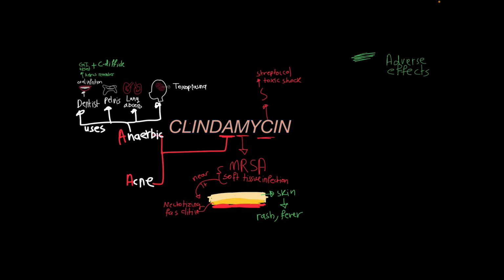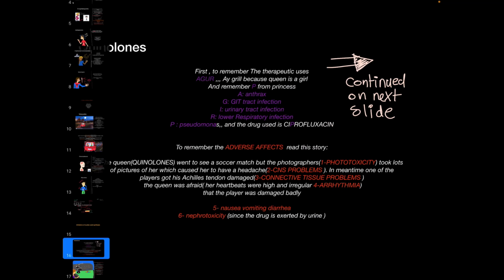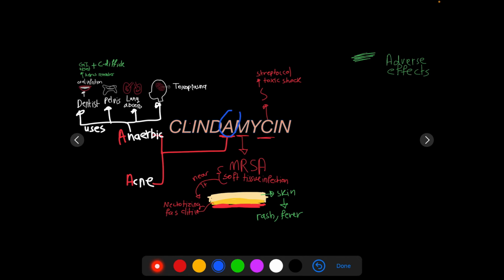So first, the therapeutic uses of clindamycin are mentioned in red, and we are going to say them letter by letter. Okay, so for the letter A, A is going to tell us about the anaerobic bacteria and acne bacteria that clindamycin is used against. For the anaerobic bacteria, like bacteria in the oral cavity, bacteria in the pelvis, like lung abscess, and like toxoplasma in the brain. Okay, now let's go to the M letter.